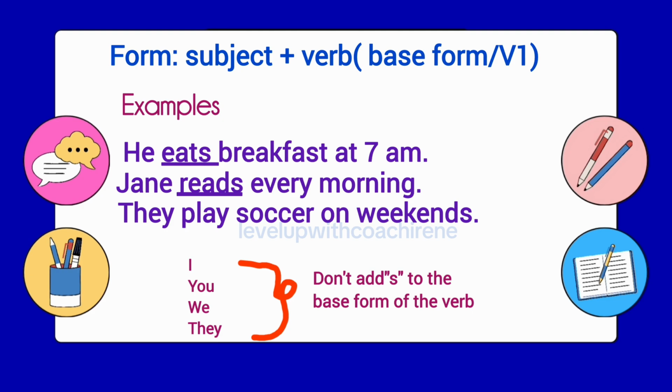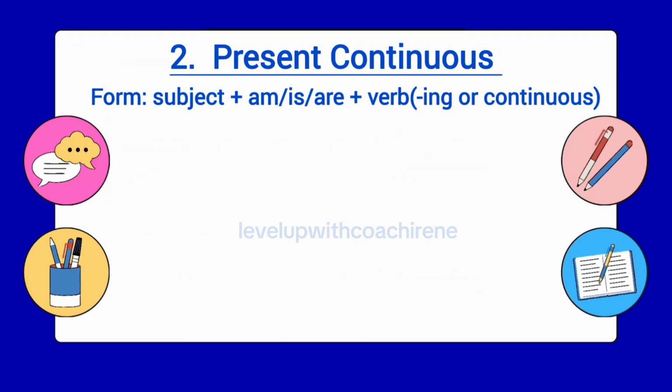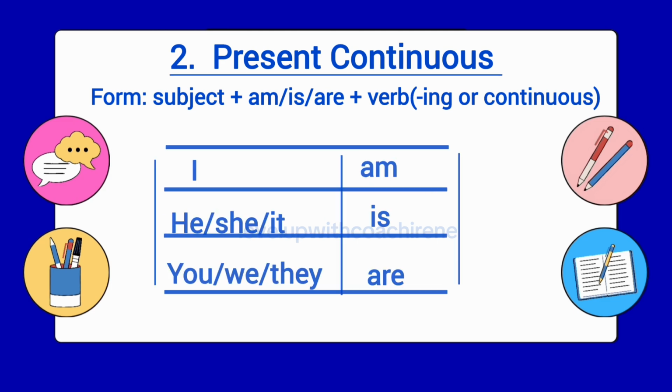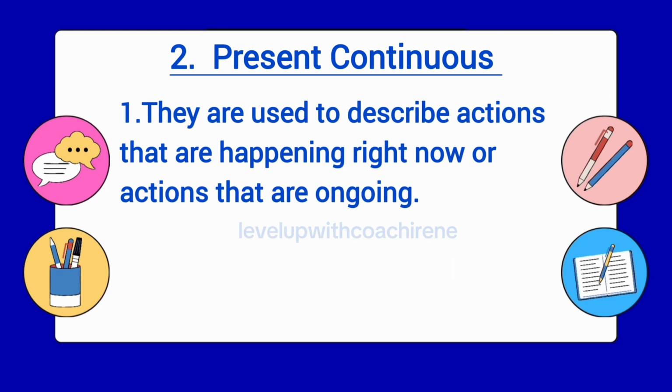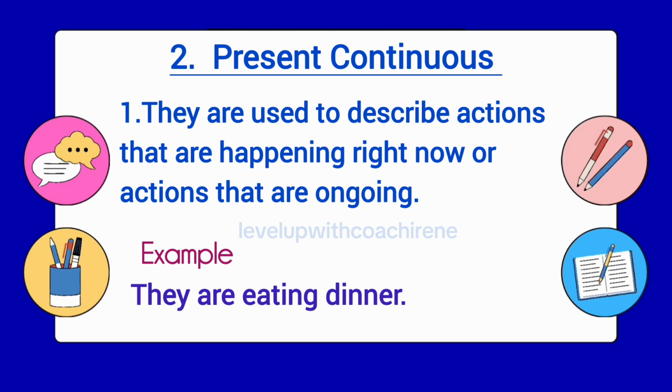Let's look at the present continuous. Present continuous is formed with a subject plus am, is, or are plus verb in ing or continuous form. You say I am, he, she, it, is, and you, we, they for are. Present continuous tense, also called the present progressive tense, is used to describe actions that are happening right now or actions that are ongoing. Examples: they are eating dinner.